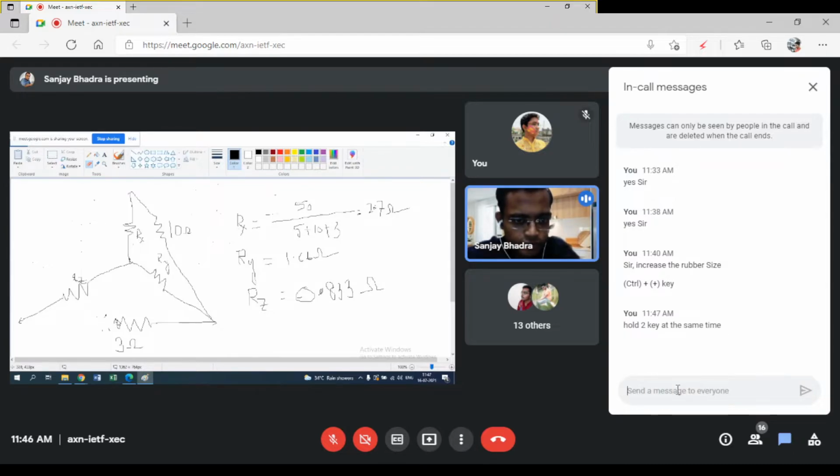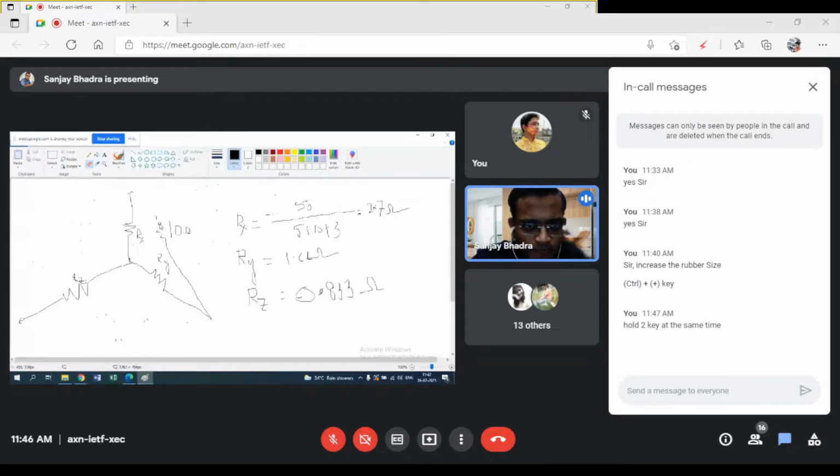We should just do the reverse thing. It's not happening actually. Sir, you can just select the whole area and then crop or delete. Oh, it will take time. I thought of that, but it will take time. Anyway, Control plus key is not working. Doesn't matter.